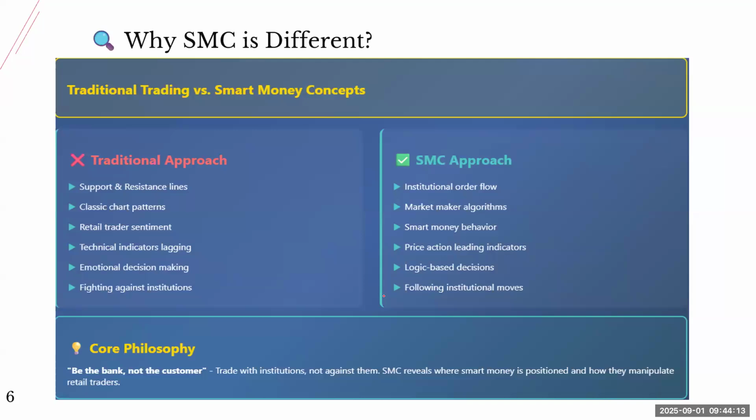And why is SMC different? Remember that traditional trading differs from the smart money concept. For the traditional approach, we trade support resistance lines, classic chart patterns, like M pattern, we call it an equal high, or W pattern, we call it an equal low. Retail trader sentiment, they trade on technical indicators. Those are lagging indicators. Those people want to trade with stochastic or MACD, the lagging indicators.